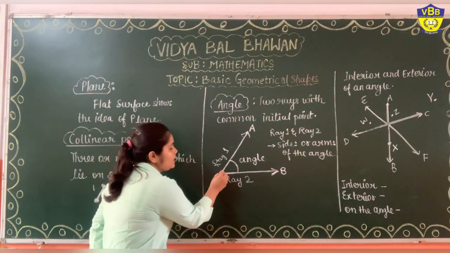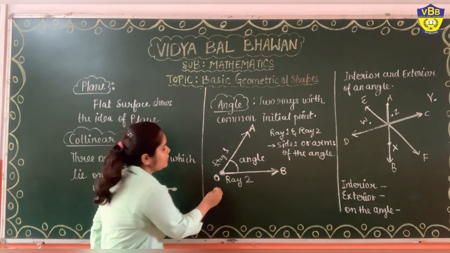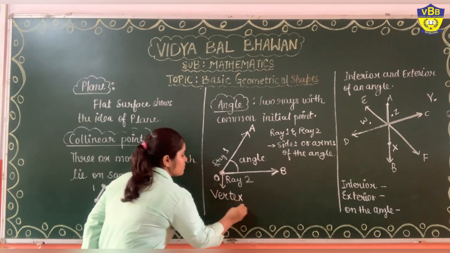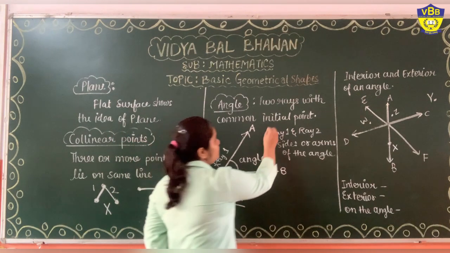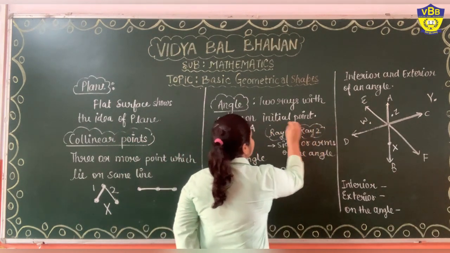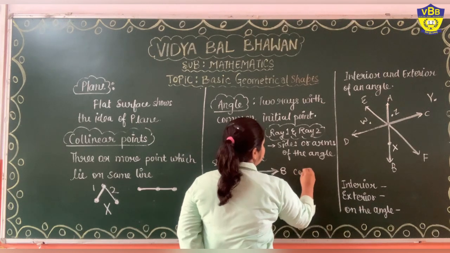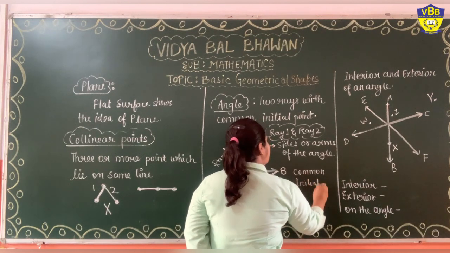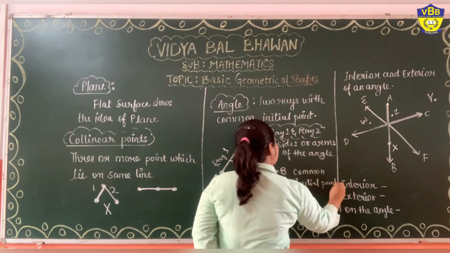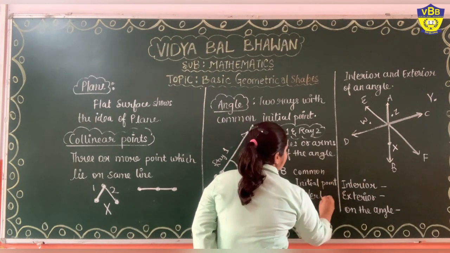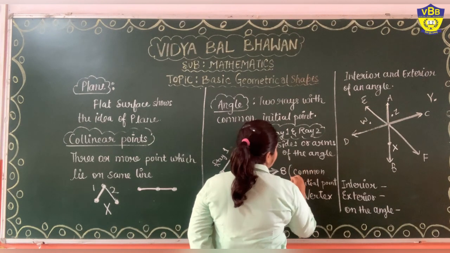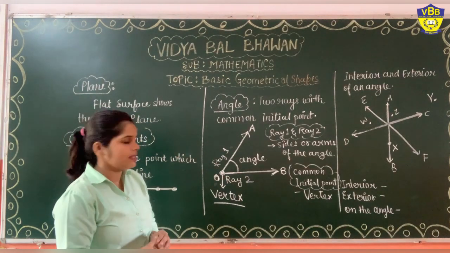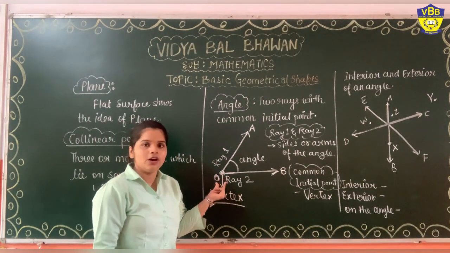Now this common point here, that is O, is called the vertex. What is it called? It is called the vertex. The common initial point is called the vertex. Vertex basically means corner. We have studied what a vertex is, basically the corner. This corner is the corner of this angle.